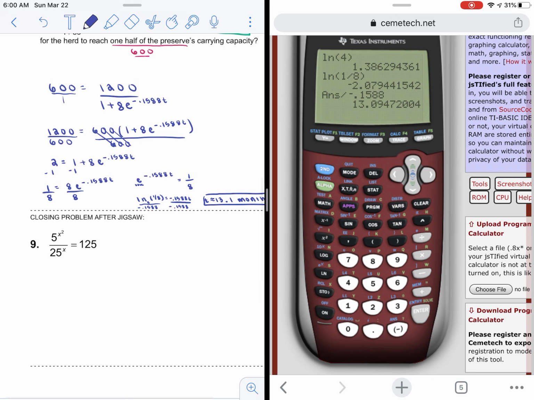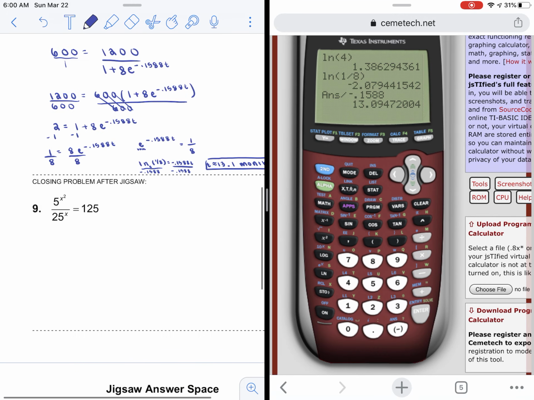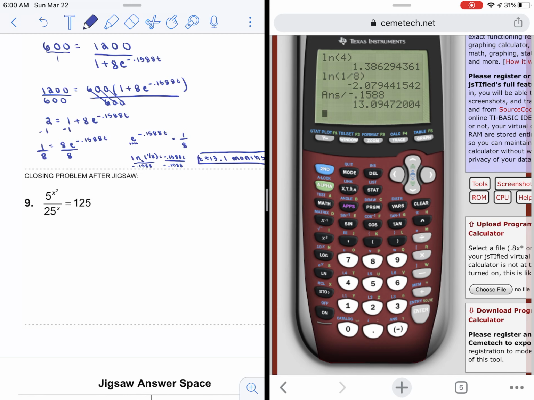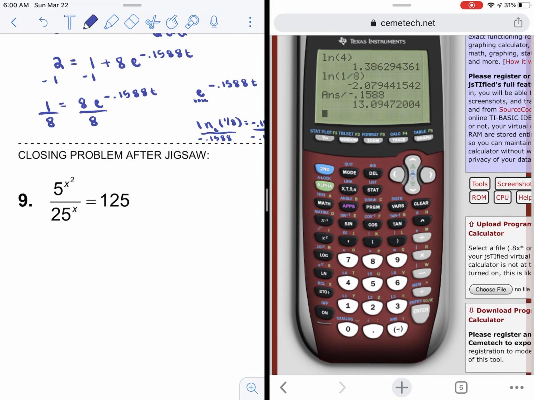All right, so that concludes today's notes. There is a closing problem for you to do. I will create a separate video for question number 9. We were going to do an activity called a jigsaw, but obviously we're not going to. Once you finish question number 9, you can watch the video or check the key for the correct work. And then following that, I want you to download the 3-4 day 1 homework, complete those problems, and then submit that to me by tomorrow morning.